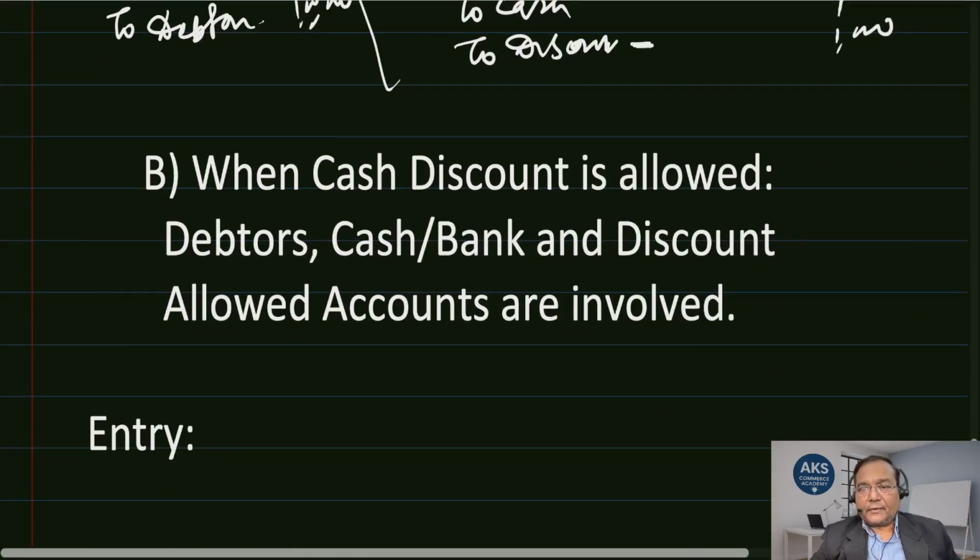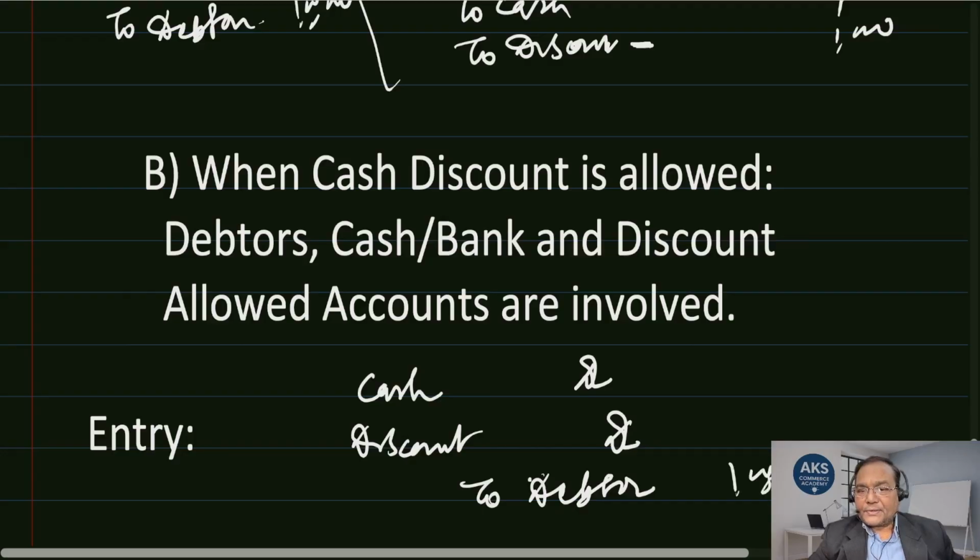When cash discount is allowed, debtors, cash, bank and discount allowed accounts are involved. So when cash discount is allowed, what is the entry? We have already seen it here. Cash discount allowed means discount is an expense, debit. We are receiving cash, so cash account is debit and to debtor. Say debtor is 1 lakh, cash is 99,000 and 1,000 is the discount. This discount is an expense.